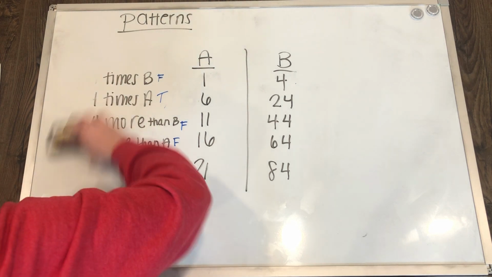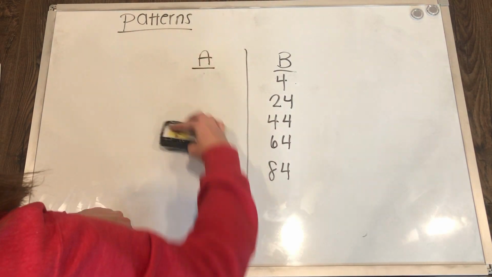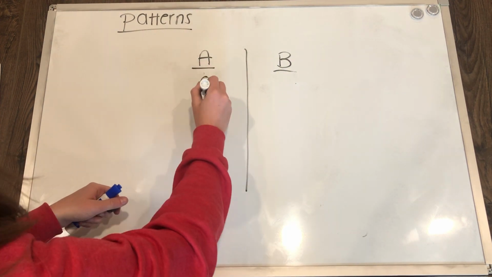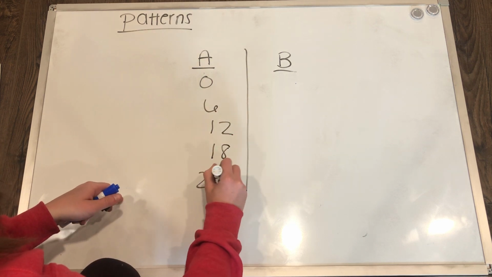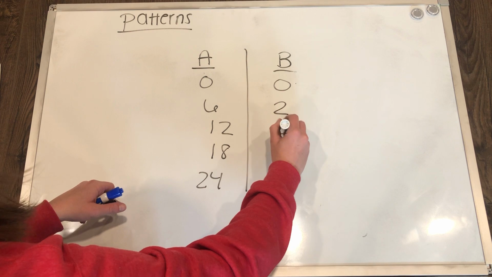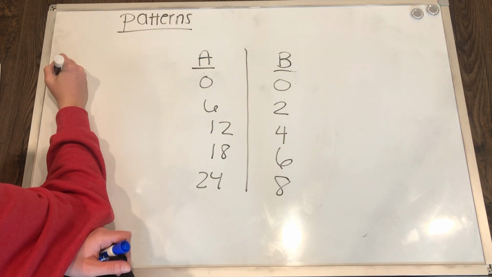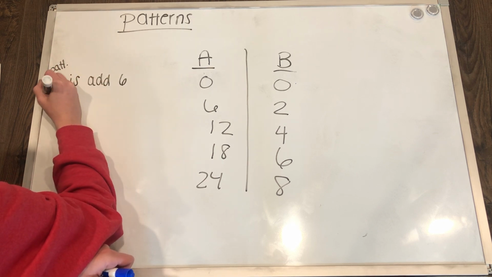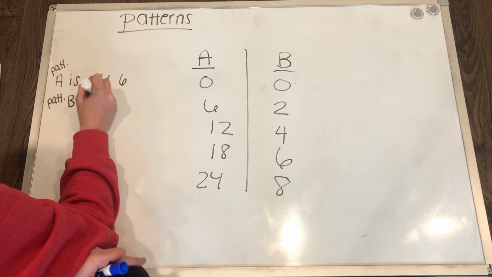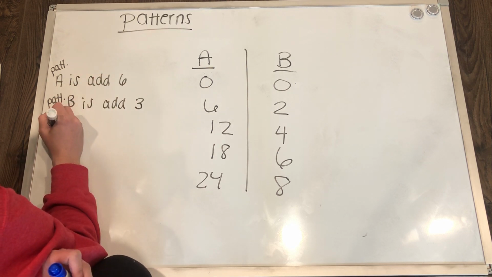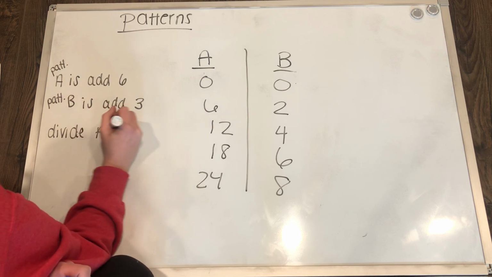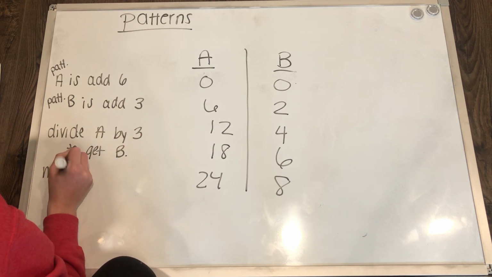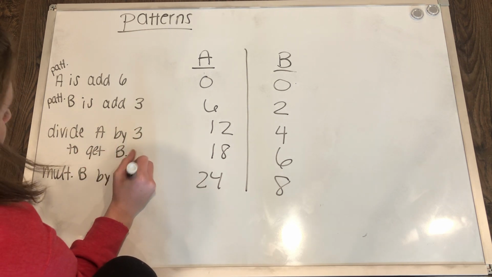Let's do one more question. Very similar. So we've got A: 0, 6, 12, 18, 24, and B: 0, 2, 4, 6, and 8. So first one, pattern A is add 6. Pattern B is add 3. Divide A by 3 to get B. Multiply B by 2 to get A.